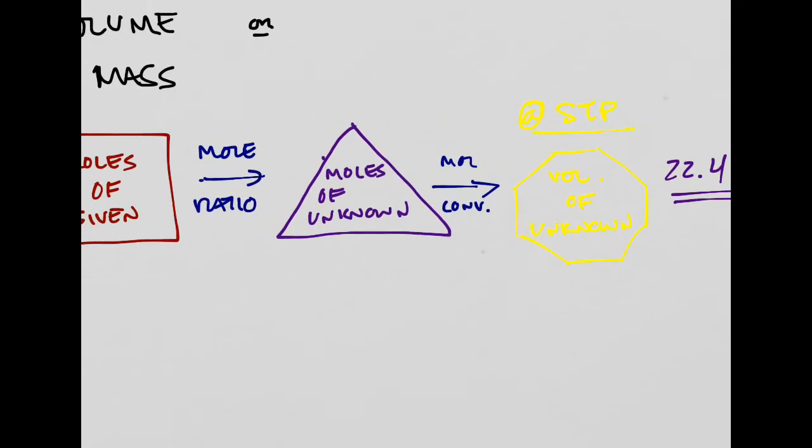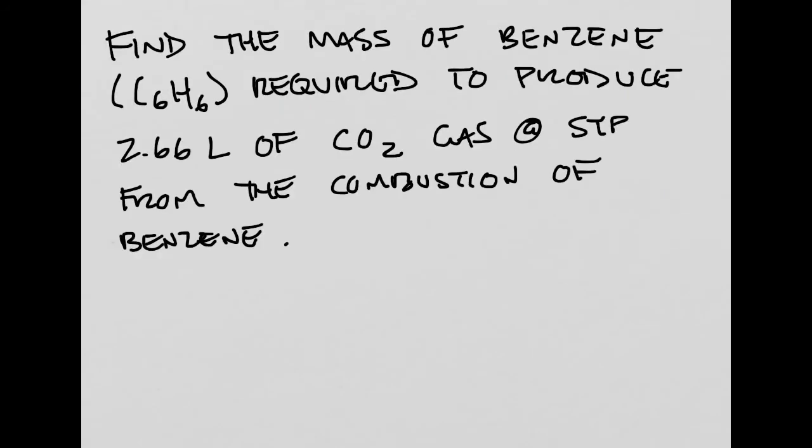Okay, so let's take a look at our problem. Here's our question. Find the mass of benzene required to produce 2.66 liters of CO2 gas at STP, obviously that's going to be a vital piece here, from the combustion of benzene. So it's asked a little bit differently, but it's really not a very different problem from what we just did moments ago. So let's take a look at how we do this.